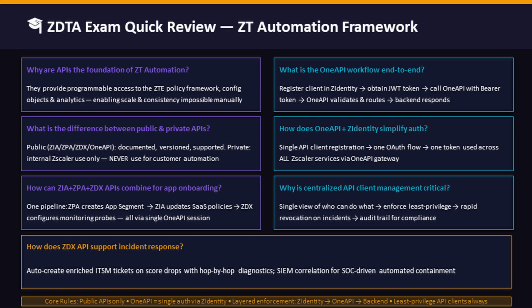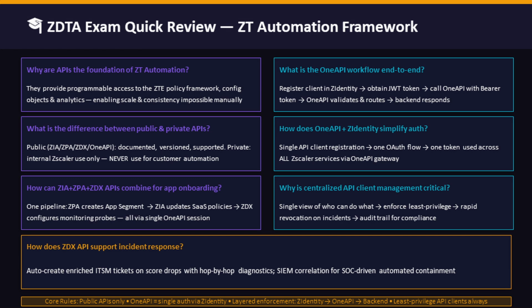2. What is the One API workflow end-to-end? Register API client in zIdentity, assign entitlements. Use client credentials to obtain a JWT from zIdentity. Include that token as a bearer token in every One API call. One API validates the token, signature, expiry, scope, tenant, and routes the request. The backend service processes and responds.